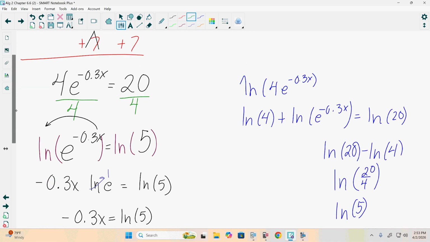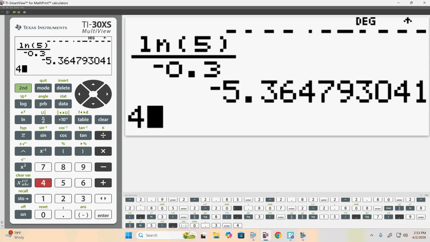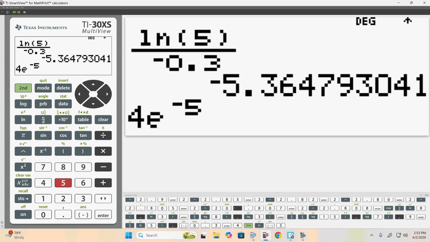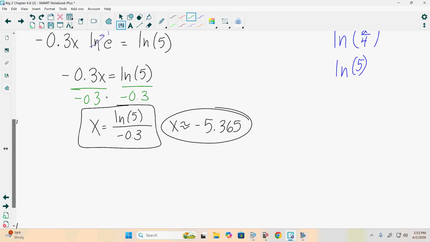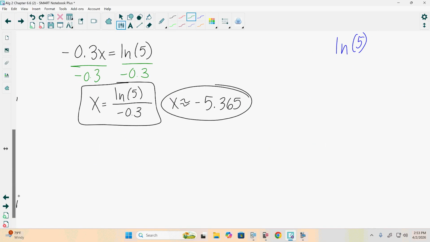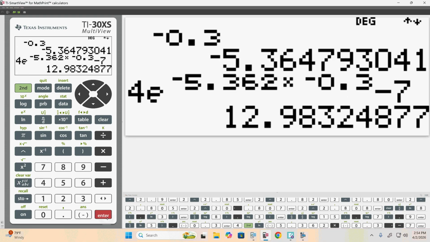Questions on this here? Or e to negative 5.365. That was being multiplied by negative 0.3. What's that? 2. Minus 7. Yes. We said this equation is supposed to equal what? 13, yes? And here it equals 13.